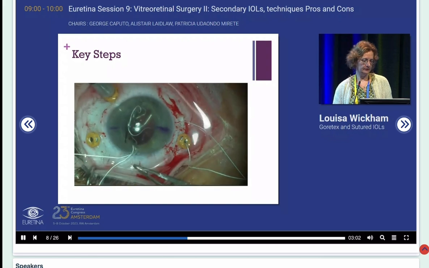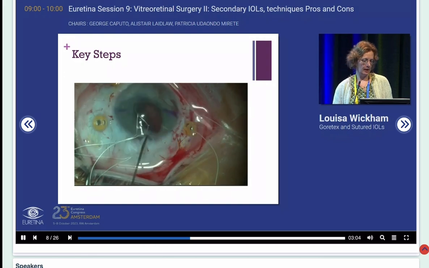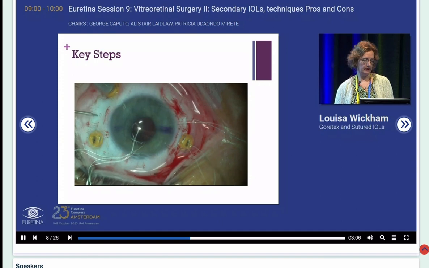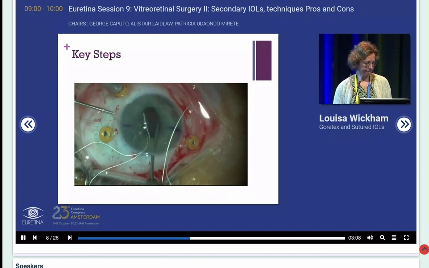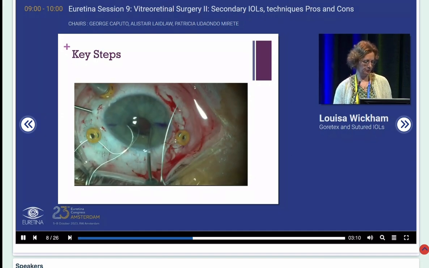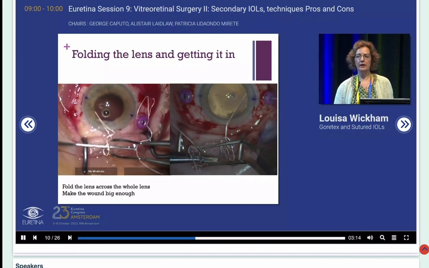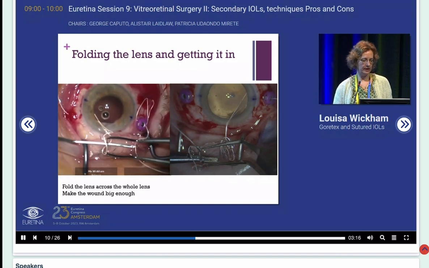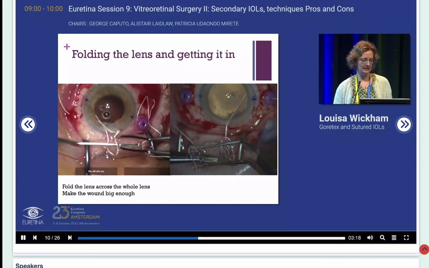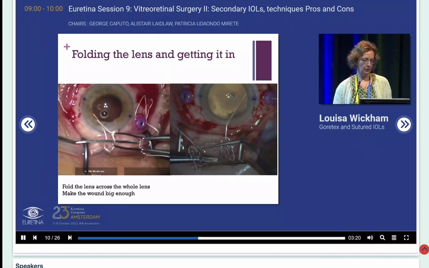Insert the lens, and then you externalize the temporal Gore-Tex. And I'll take you through some individual parts of this now. So, folding the lens, this looks the easiest bit, but actually what can often happen is that the lens slips off and unfolds just when you want to do it.